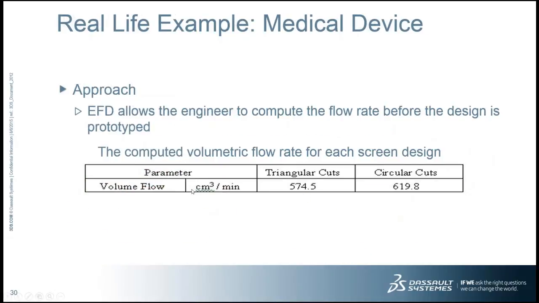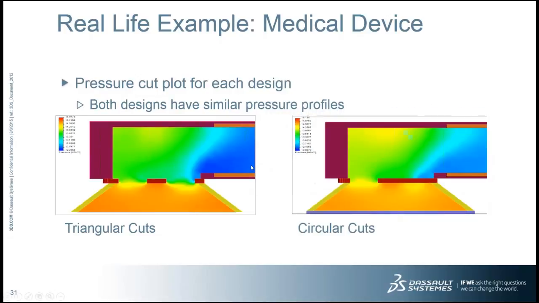So once we set up the study, run our study, we get our results, and we can see that the flow rate using the triangular cuts is lower than that of the circular cuts. Now, to take it a step further, we can see that they have pretty much the same pressure profiles between the triangular and the circular cut. As you can see, the maximum numbers here are about 15 and 15. The lower end's about 12 and 12. So pressure is not really that much difference.